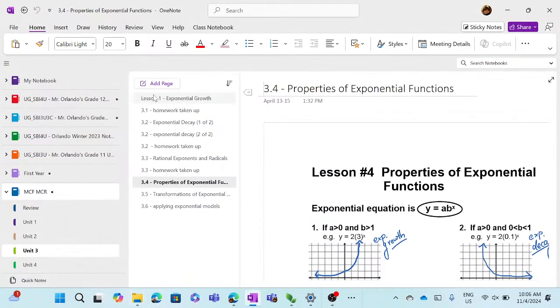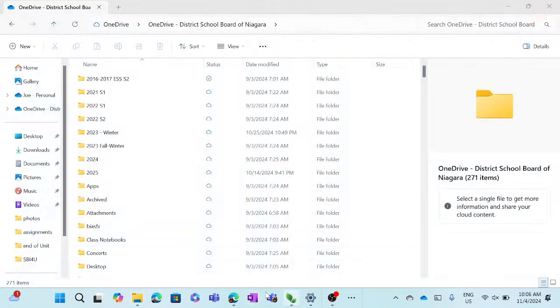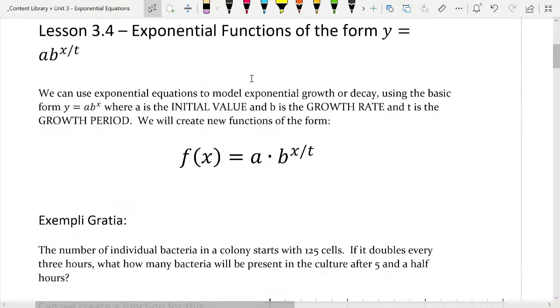So let's take a little look-see. Oh, that's not my class. Okay.